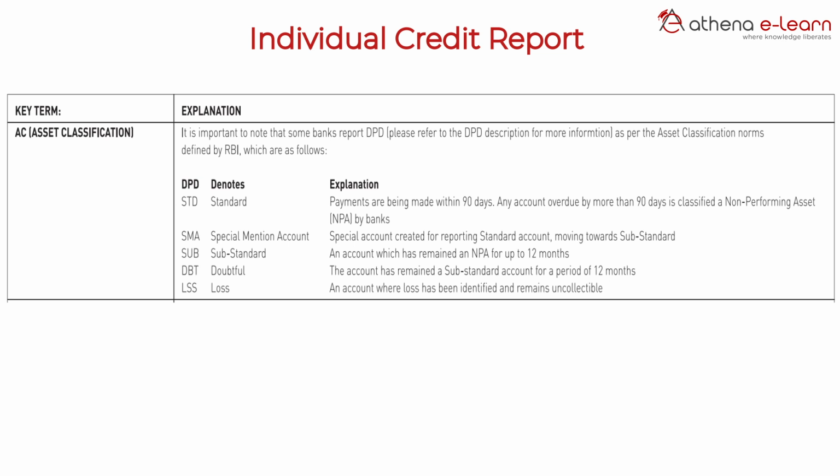Now, you will also see words like standard, substandard, special mention account. These are RBI's classifications and they are based upon a certain number of days. So, for example, standard will mean anything from 0 to 90 or 89. 90 and above becomes substandard. Then it goes into special mention account and so on and so forth.